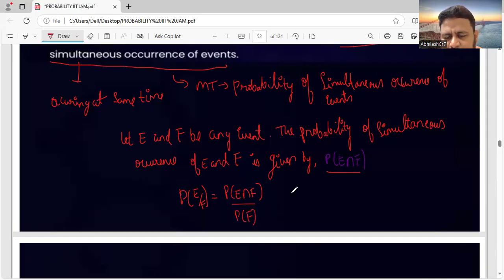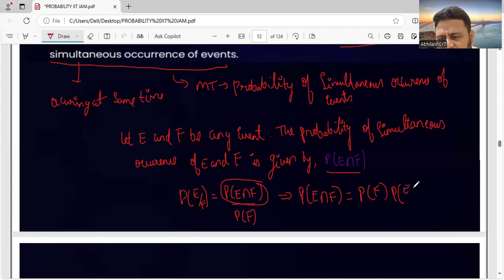This implies that I can find the probability of E intersection F. If I cross multiply, I get: probability of E intersection F is given by probability of F into probability of E by F.